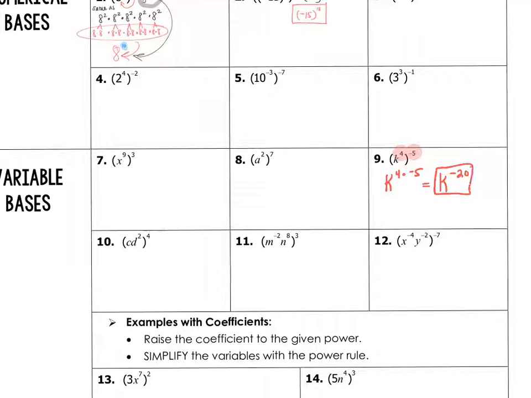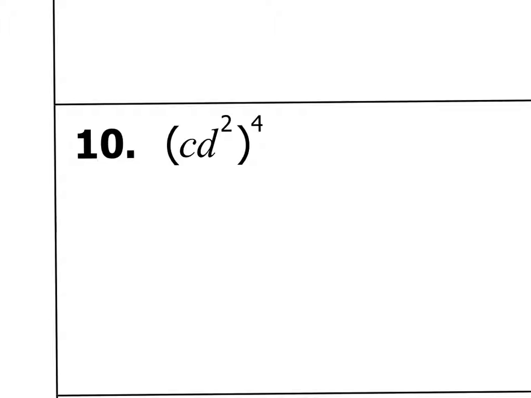And we know that we have to rewrite that to be 1 over k to the 20th power. So what if we have more than one letter, like in numbers 10, 11, and 12? Well, basically, that power is going to apply to all the letters. Since this whole parentheses is being raised to the 4th power, that 4th power is going to apply to both the C and to the D.